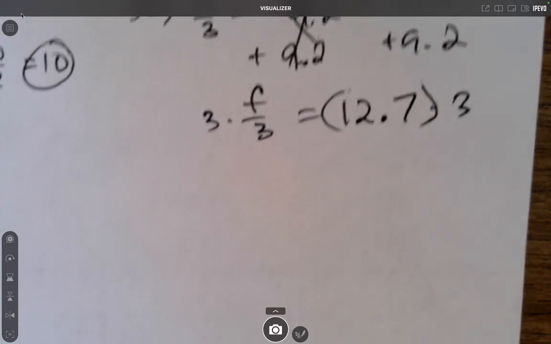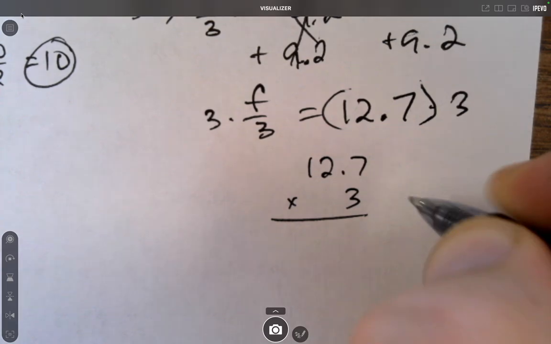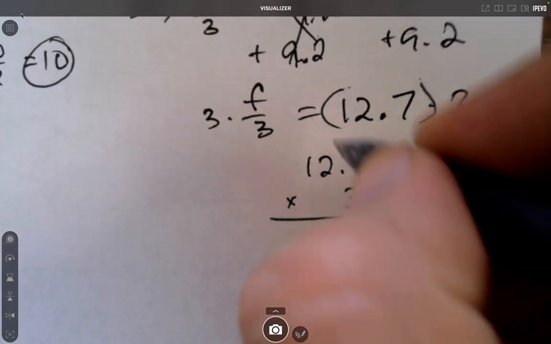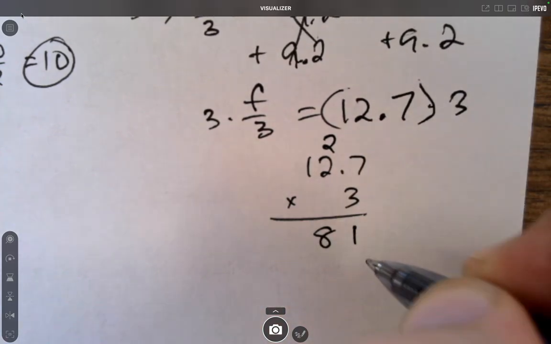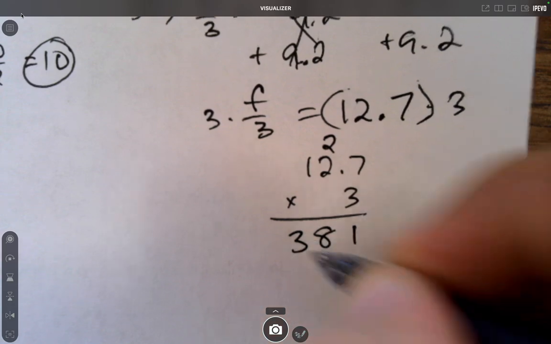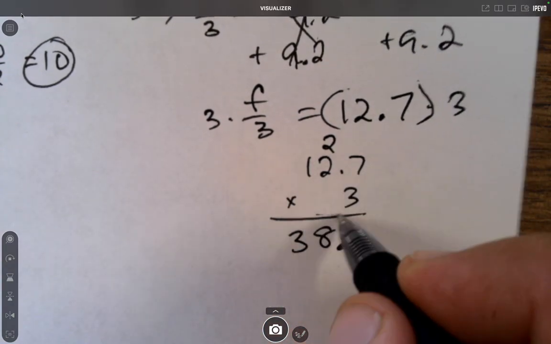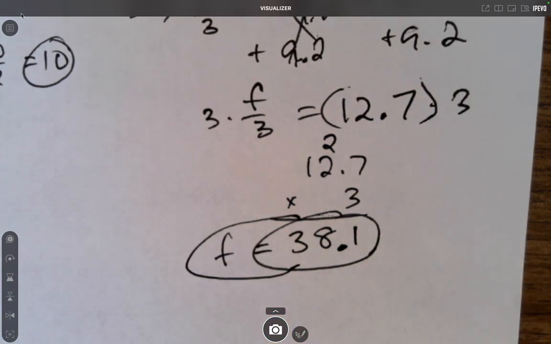Okay, so let's do this the long way. 12.7 times 3. 3 times 7 is 21. 3 times 2 is 6, plus 2 is 8. 3 times 1 is 3. And we have one decimal place in the problem, so we should have one decimal place in the answer. So that is what F is equal to, 38.1.